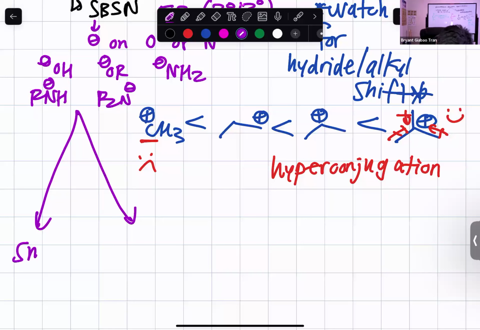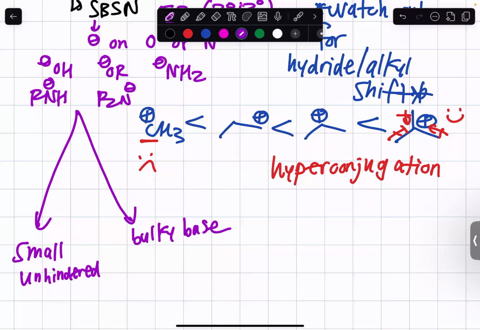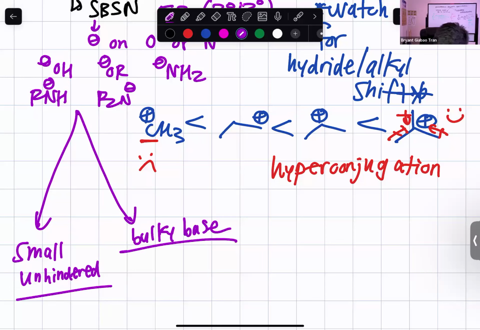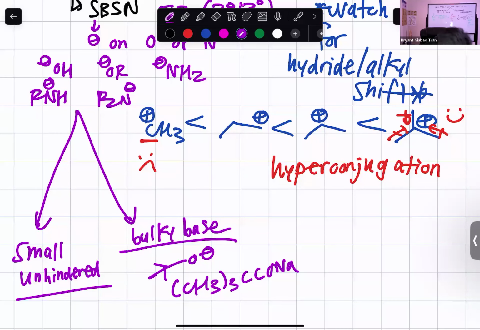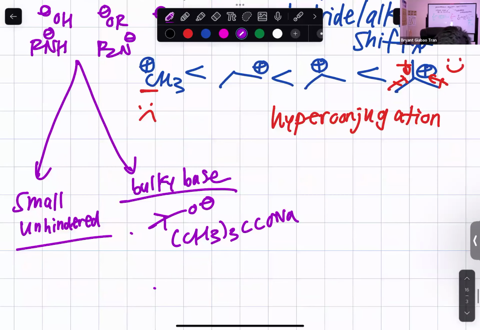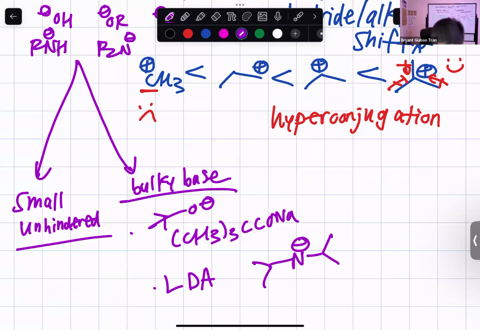And there are going to be two types of strong base, strong nucleophiles. There's going to be a small or unhindered base, and then there's going to be a bulky base. This is based on sterics, right? And then the most common one you see is tert-butoxide, something like this, KOtBu or the sodium version. And the other one that you'll see is LDA, which looks like this, because it's very bulky, very sterically hindered.